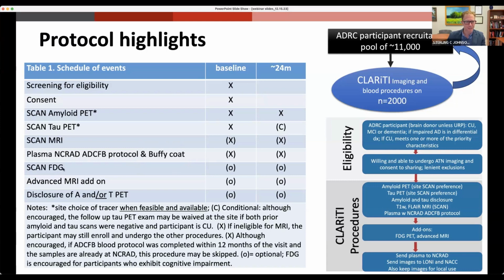The FDG component of this is a big way for us to understand the various types of neurodegeneration that may be occurring, that may inform on the etiologies that are there. And so this is optional, but we really encourage this for our impaired participants who have MCI or any form of dementia. And finally, the advanced MRI and disclosure pieces.